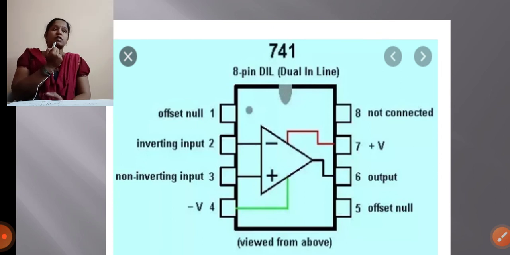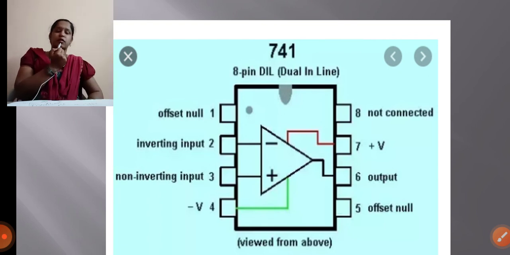And the most advantageous thing about operational amplifiers is that the cost is very low. At present it is just 8 rupees per IC. The 741 IC's cost is around 8 rupees. It is very reliable and easy to fabricate. Most of the users use the IC 741.